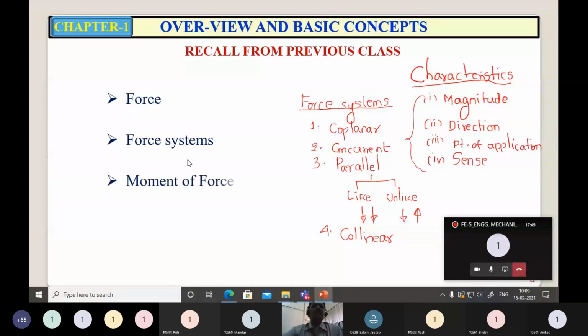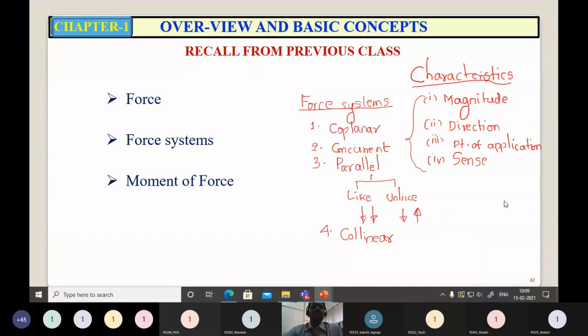Then we have moment of force. The effect of force on the body is twofold: to produce translation and to produce rotation. The rotational effect, the turning effect produced by the force on the body, is nothing but moment of force. How do you calculate moment of force? By taking the product of the magnitude of force and the perpendicular distance from the line of action of the force to the point about which the moment is to be taken.